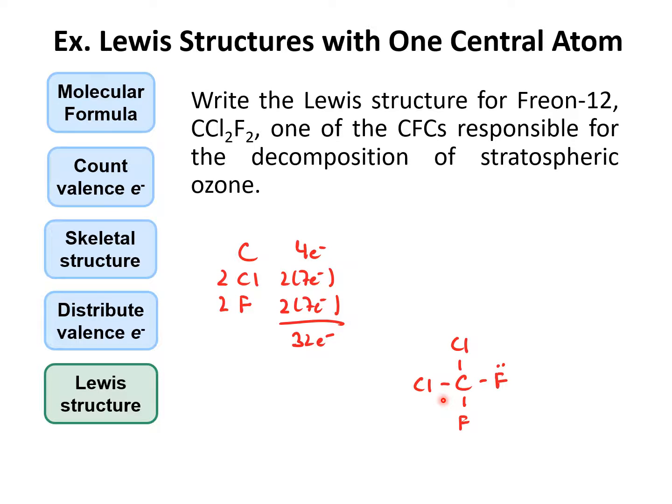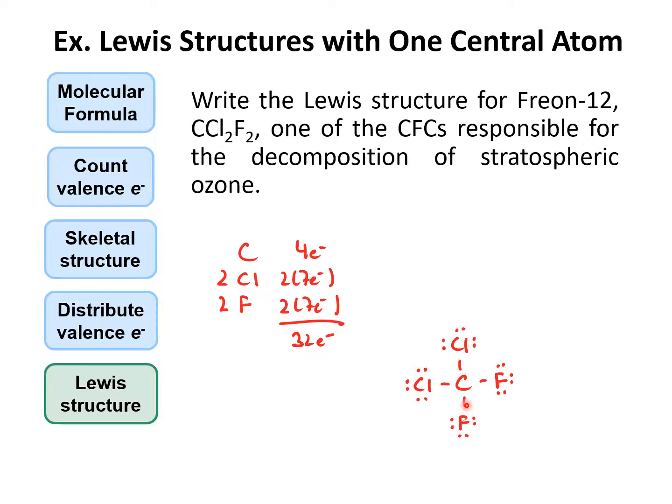And so again we start with the terminal atoms. So we have 10, 12, 14, 16, 18, 20, 22, 24, 26, 28, 30, 32 electrons. And so here we have distributed all of our valence electrons. We should note here that fluorine, which is one of the elements that must obey the octet rule, has 2, 4, 6, 8 electrons. And this is true for both of the fluorine atoms. Carbon also must obey the octet rule, and we have 2, 4, 6, 8 electrons for carbon.